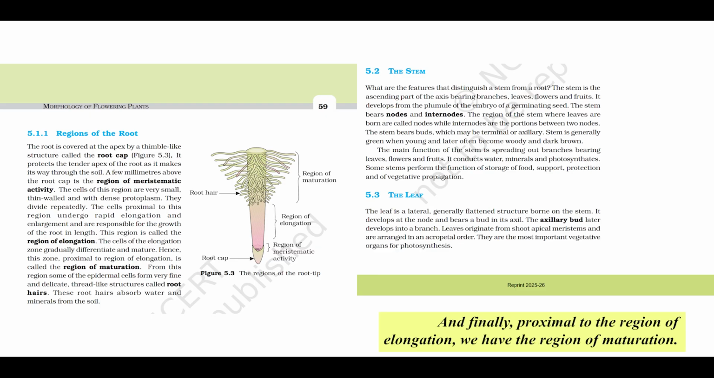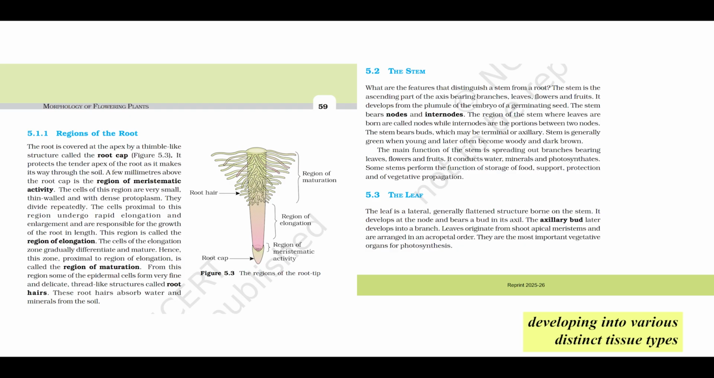And finally, proximal to the region of elongation, we have the region of maturation. In this zone, the cells that have elongated now begin a process called differentiation and maturation. They stop growing in size and instead specialize, developing into various distinct tissue types that make up the mature root, like vascular tissues for transport or ground tissues for support. Crucially, it is from this very region that some of the epidermal cells extend outwards to form extremely fine and delicate thread-like structures known as root hairs. The root hairs for absorption. Exactly. These root hairs dramatically increase the surface area of the root, like millions of tiny sponges, which is absolutely essential for the efficient and extensive absorption of water and minerals from the soil.